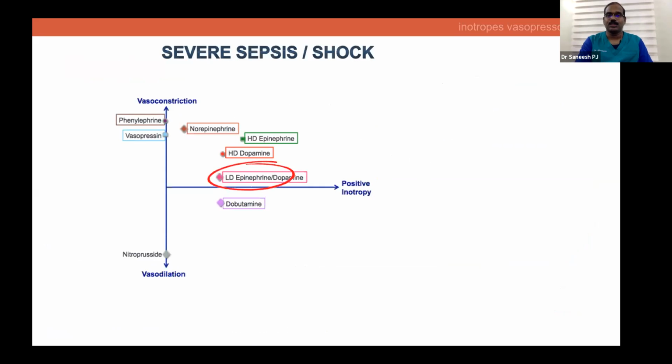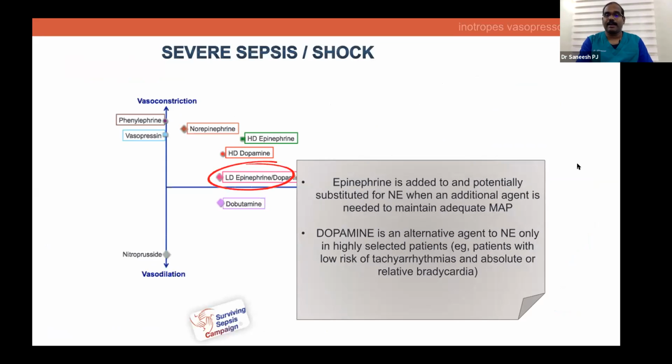In severe sepsis or shock, we can choose low dose epinephrine or dopamine as well. The thing is, when epinephrine is added to and potentially substituted for norepinephrine, when an additional agent is needed to maintain adequate mean arterial pressure, the end justifies the means. Dopamine is definitely an alternative to norepinephrine, only in highly selected patients. When you are worried about relative bradycardia or the risk of tachyarrhythmia is less, you can choose dopamine as well.